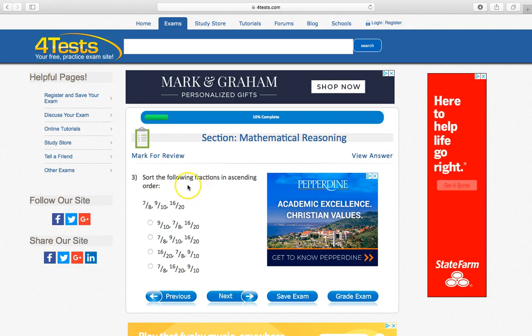Okay, so sort the following fractions in ascending order: 7/8, 9/10, 16/20. Okay, so what we need to find is the common denominator for all three of these, right? So we need the bottom number to be the same for all three, and then we can compare them equally. In this form, it's kind of hard. So first we want to see, could all three of these numbers have 20 as a denominator? So we got 20 here. 10 times 2 is 20. That would work. 8 times 2 is 16. 8 times 3 is 24.